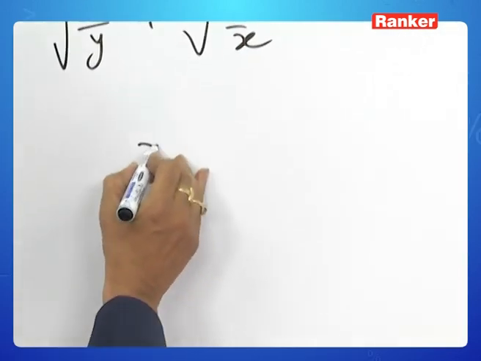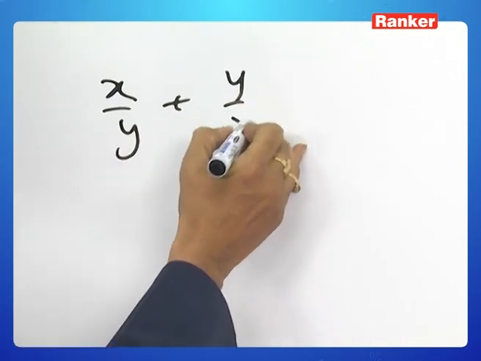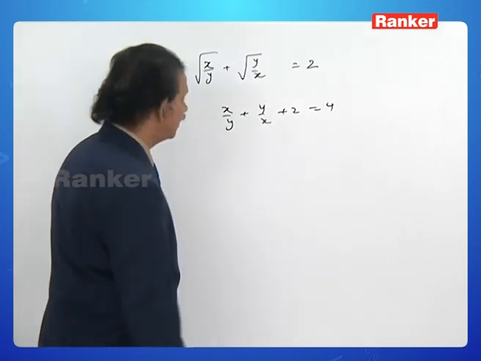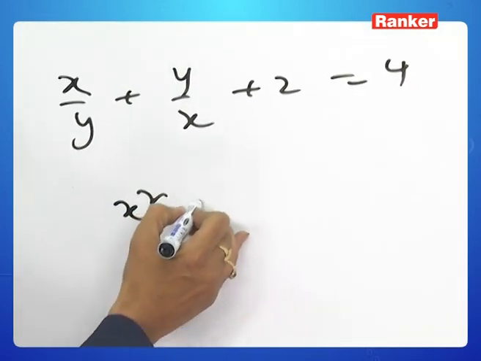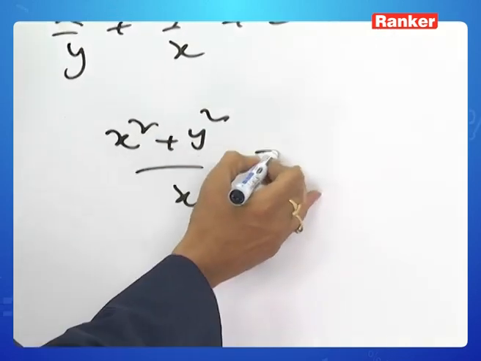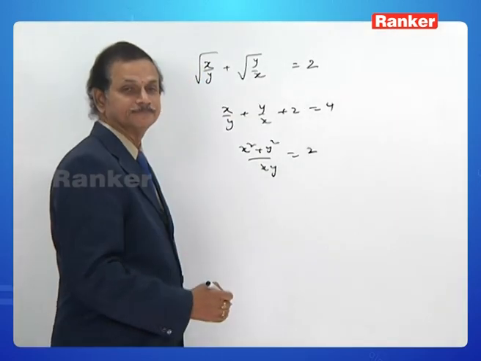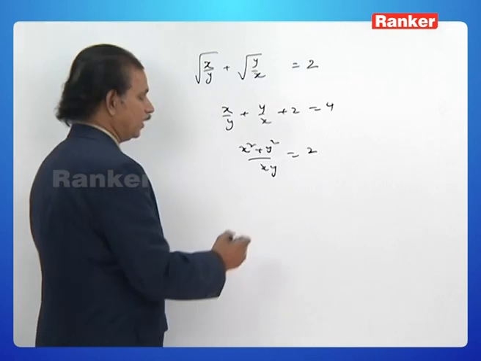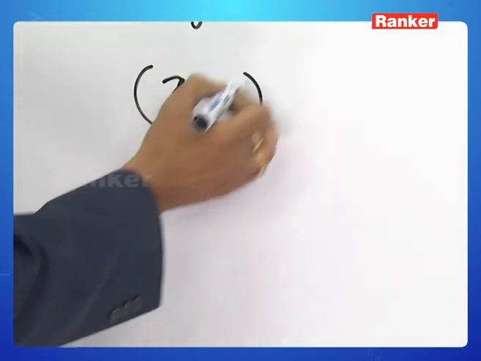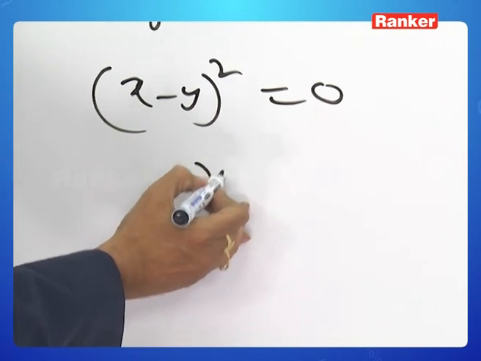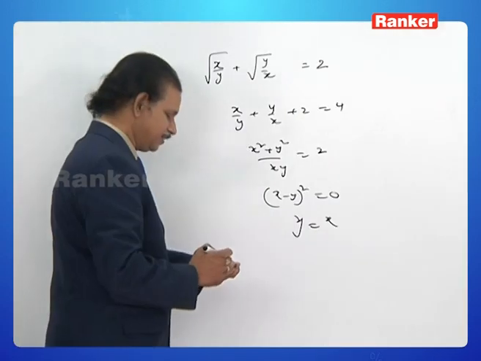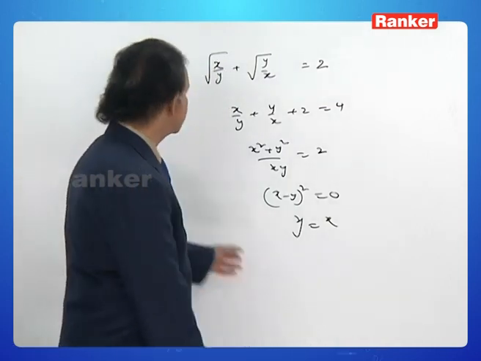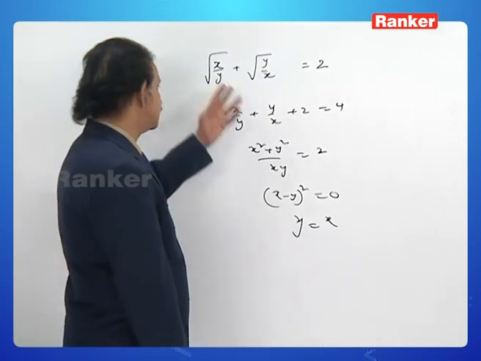What is going to happen? x by y plus y by x plus 2 is equal to 4, isn't it? That is x square plus y square by xy is equal to 2. That is x square plus y square is equal to 2xy. That is x minus y whole square is equal to 0, or y is equal to x. dy by dx is therefore 1. How simple it is. You must be able to answer this.